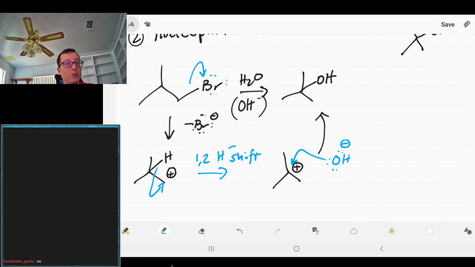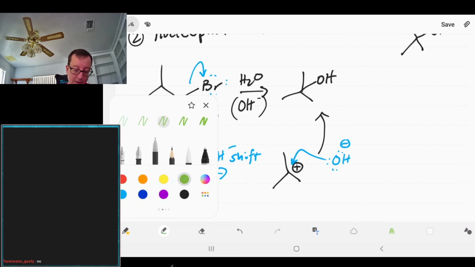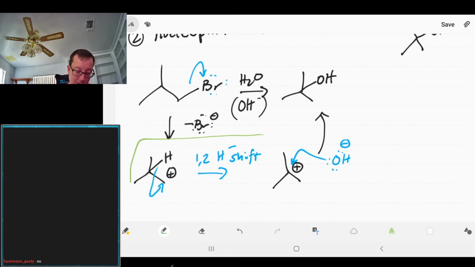And unlike SN2 reactions, which take place in one step, these take two steps. And as a result, we have the potential for weird stuff to happen in the middle. An SN2 reaction on this would give us the alcohol in the same place that the bromine was. The hydroxy group would be in the same place for an SN2 reaction. For SN1, we are open to carbocation rearrangements.